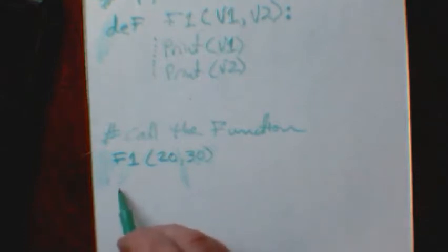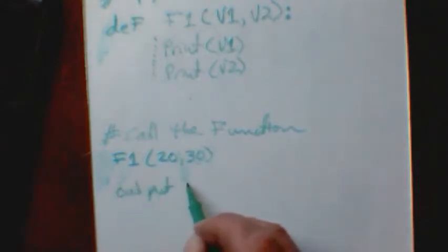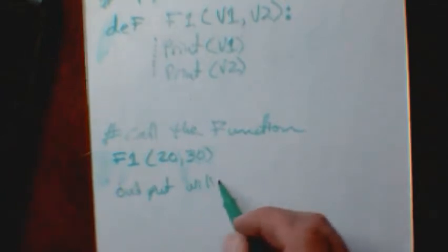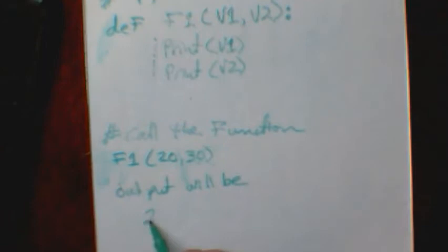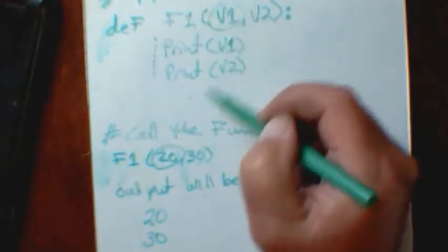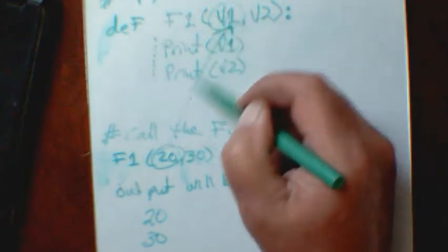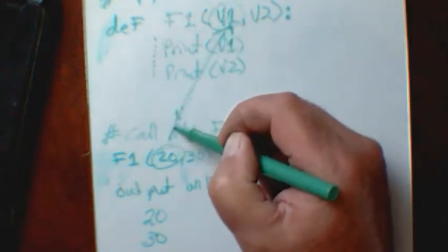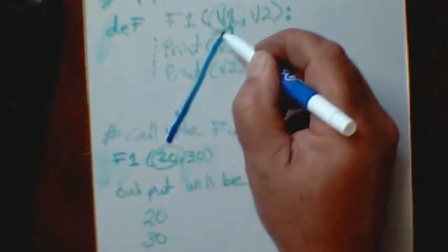And our output should be 20 on one line and 30 on the next line, because of the two print statements. 20 becomes v1, 30 becomes v2. And when you output those, they'll output them on separate lines.